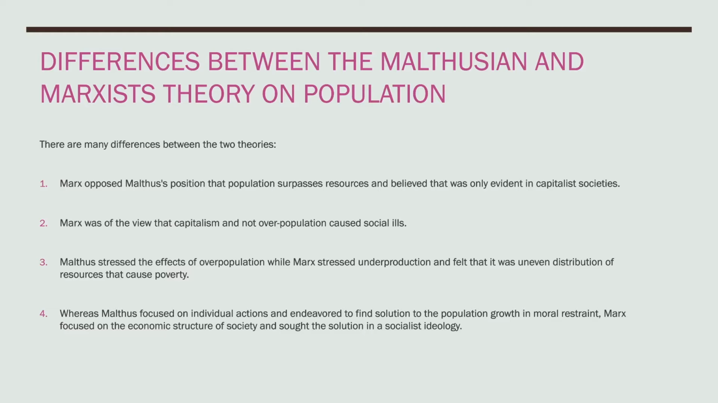Marx was of the view that capitalism and not overpopulation caused social ills. Malthus stressed the effects of overpopulation, while Marx stressed underproduction and felt that it was uneven distribution of resources that caused poverty. So whereas Malthus focused on individual actions and endeavored to find solutions to the population growth in moral restraint, Marx focused on the economic structure of society and sought the solution in a socialist ideology.